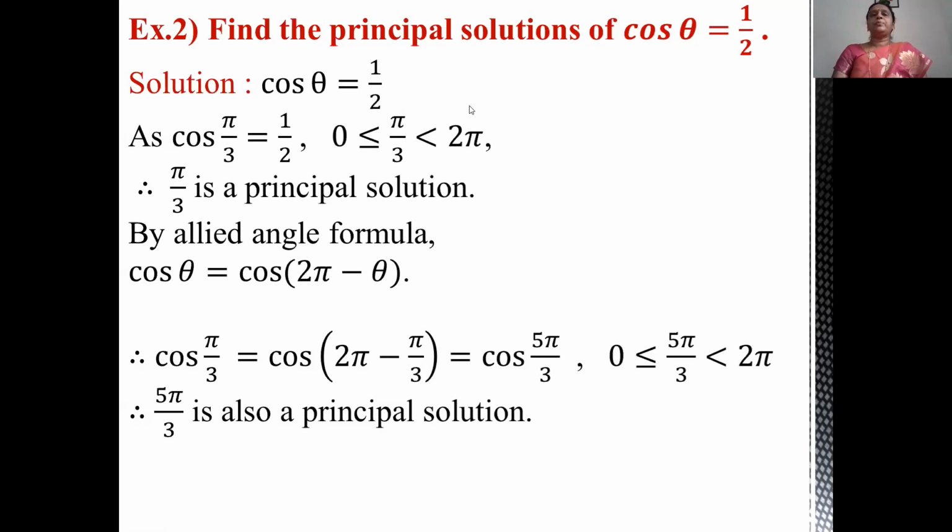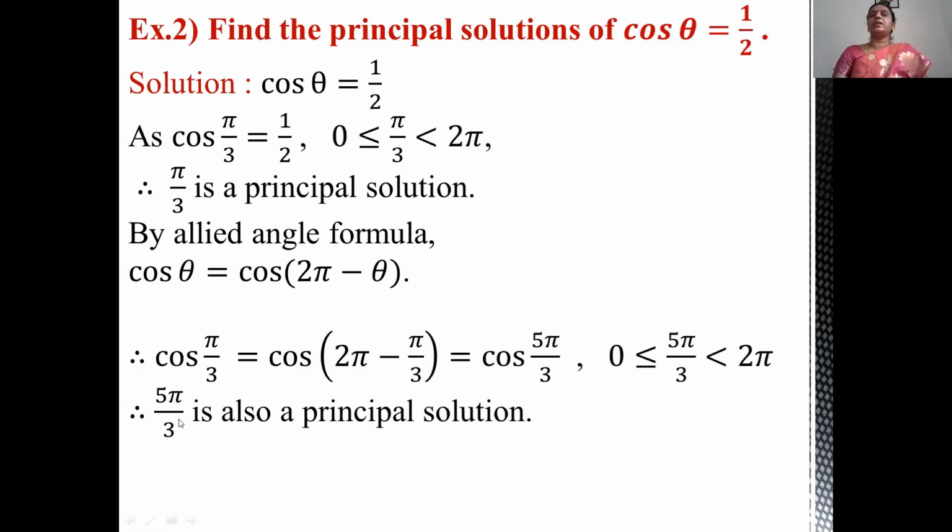And remember that whenever the values of sine, cos, tan, etc. are given positive, one value is obviously in the first quadrant, because you know that all trigonometric functions are positive in the first quadrant. The first value we always get in the first quadrant, and the angle is always less than 90 degree. But to find the second principal solution, we have to use the allied angle table. In this way, using the allied angle table, we will get the second solution.